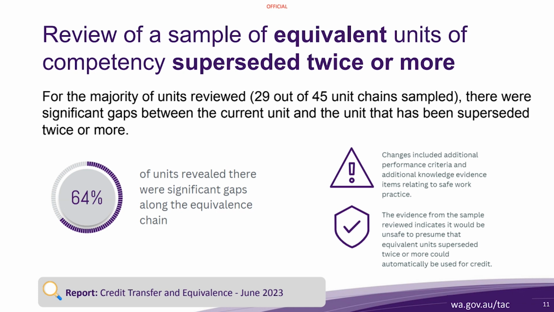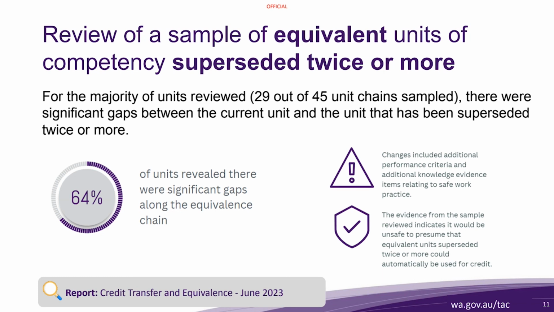So where information was available, we looked at 45 chains of units of competency across 45 training packages. And what we found was that in 29 of the 45, there were significant gaps between the current unit and the unit that had been superseded twice or more. That's 64% of the time there were significant shifts.